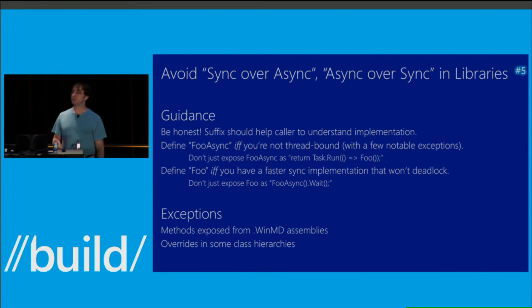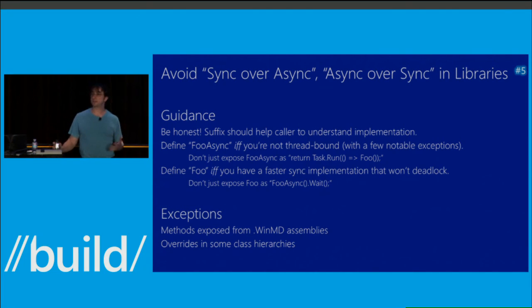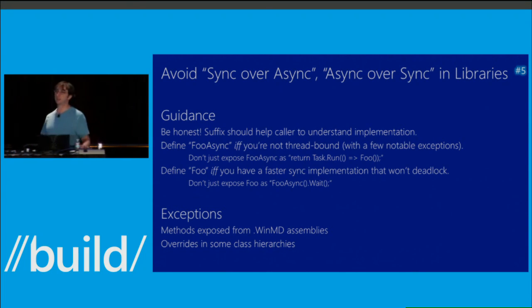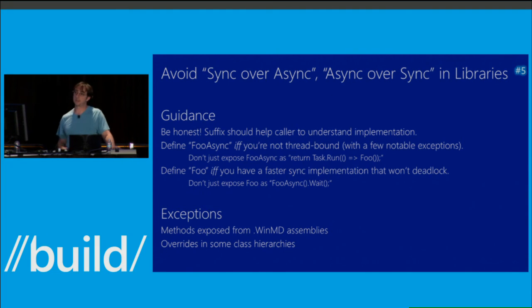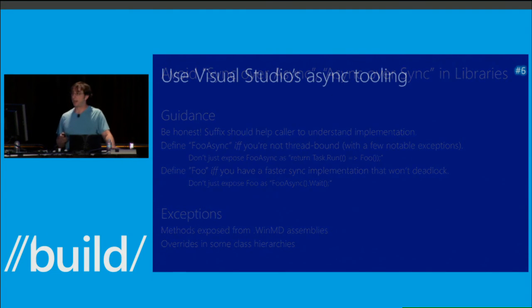There are a few exceptions to this. One has to do if you're implementing a WinRT library, a WinMD. Because JavaScript doesn't have a method of doing the offloading on its own, you might actually want to expose an async over sync. And if you're dealing with some class hierarchy like with stream, you might also run into this case. All right, I want to get to one more thing.